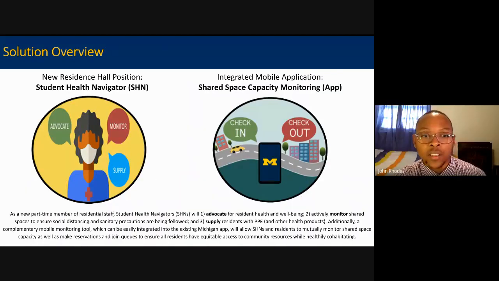So we have a two-pronged solution, which includes a student health navigator and a shared space capacity monitoring app. The student health navigator would be advocating for the students' health and well-being while actively monitoring shared spaces and ensuring social distancing and sanitary precautions, while also supplying students with PPE products.